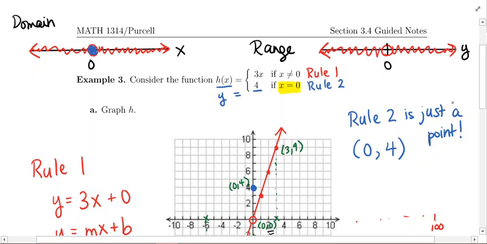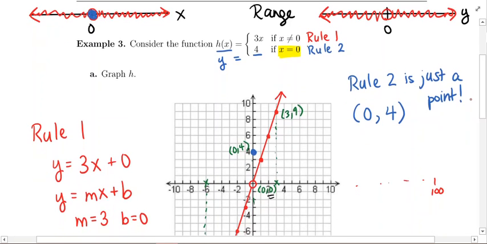Now let's see what the blue dot does. The blue dot is just the point (0, 4). You're looking at y values, so the y value of 4 is what the blue dot takes care of. So this is what the range looks like: all y values are being covered except for the y value 0.